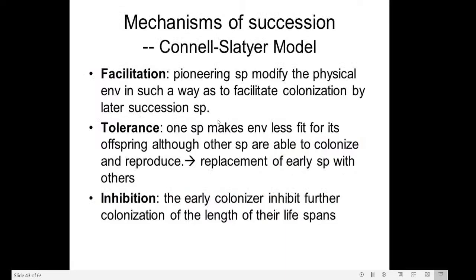The mechanism is described by the Connell and Slatyer model. In that model they explain facilitation, tolerance, and inhibition. In facilitation, the pioneering species modifies the physical environment in such a way that it facilitates colonization. Using the physical environment, they develop their colonies. That is the facilitation mechanism. Tolerance means if there is any salty content or metal ions in the soil, microbes become resistant to that condition and develop their colonies. That is tolerance.